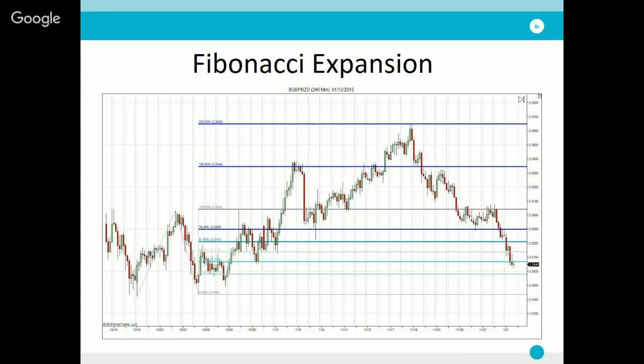And you can see, just looking at this example, how powerful and effective these levels can be. You can see that we've got a good reaction from all 3 points here. So firstly, we traded up and tested the 100% expansion level, and you can see that we sold off from there.